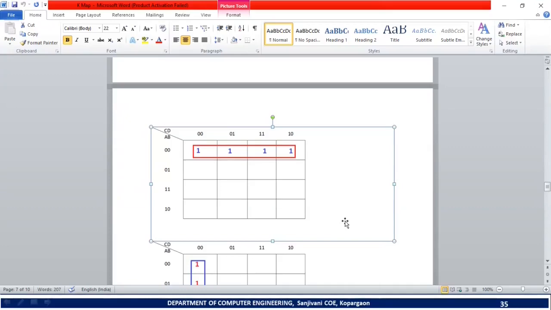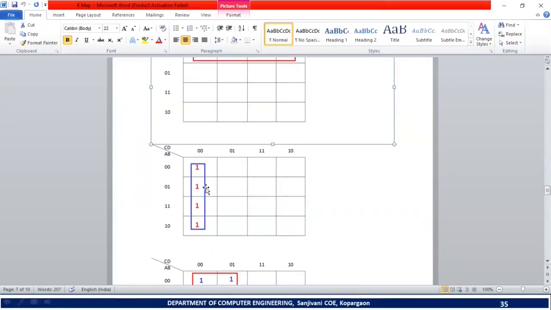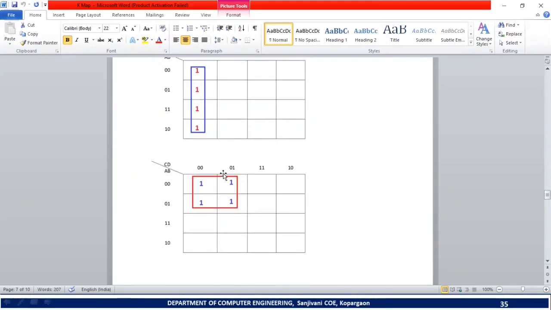Now with the help of a diagram, let's try to understand when a group of 4 1s is possible. See this first K-map. In this K-map we have 4 1s in 4 successive horizontal cells. If we have such 1s, then they can be combined together to form a group of 4 1s. So this group is possible. Now consider the next K-map. Here we have again 4 1s, and those 4 1s are present in 4 successive vertical cells. If we have 4 1s in 4 successive vertical cells, then we can combine them to form a group of 4 1s. Now consider this K-map.